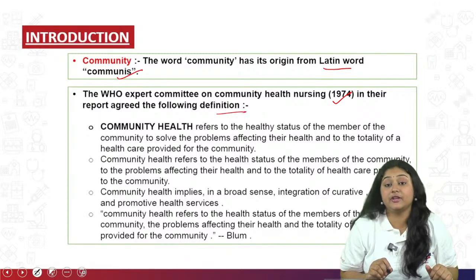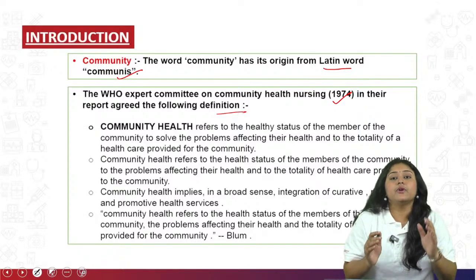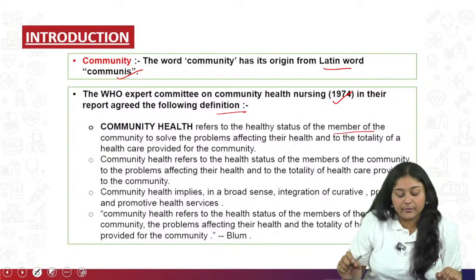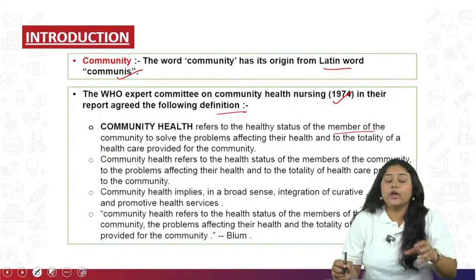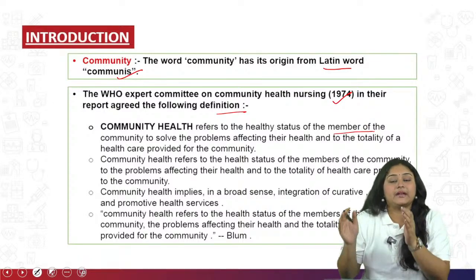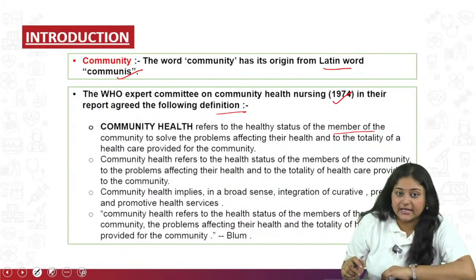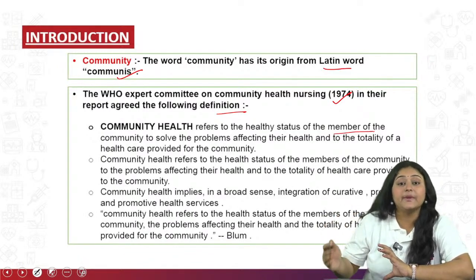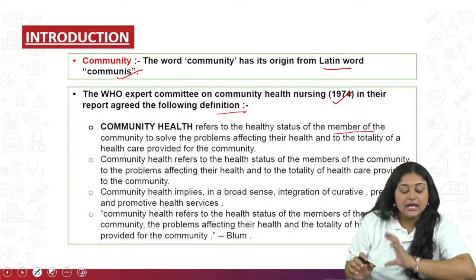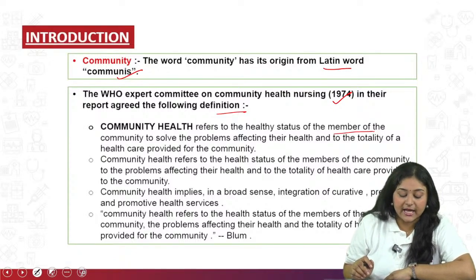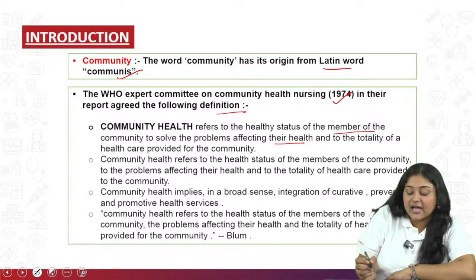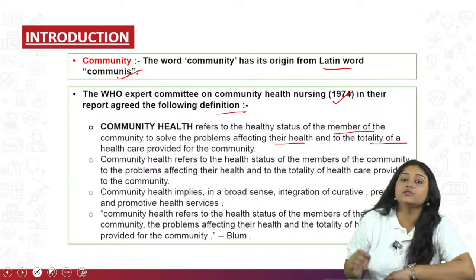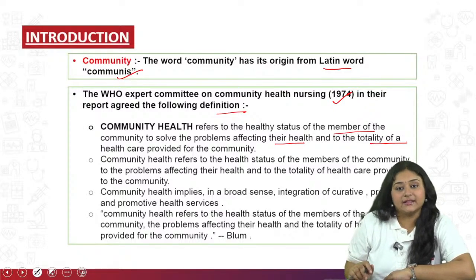So see the first definition, that is community health. What do you mean by community health? It refers to the health status of the members of the community. Wherever people are staying in one particular geographical area, the health and well-being status of each and every person in this area is referred to as community health, to solve the problems which are affecting their health, and the totality of the healthcare which is provided by the community healthcare settings.